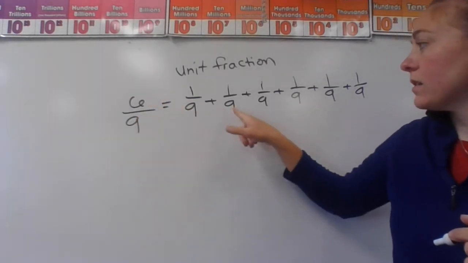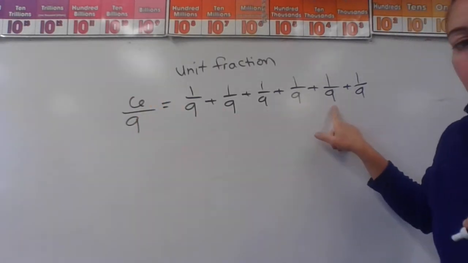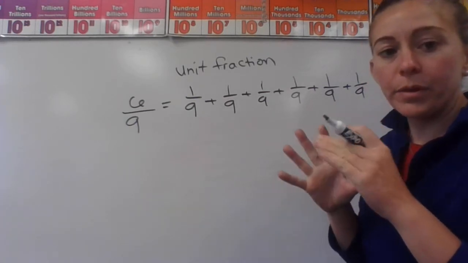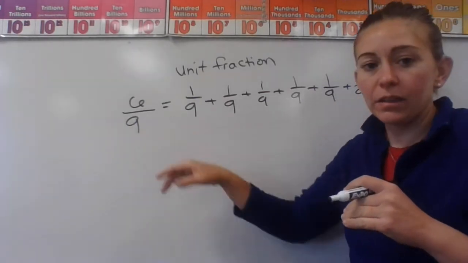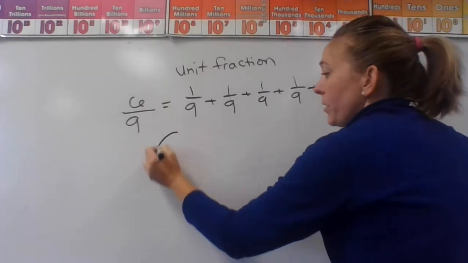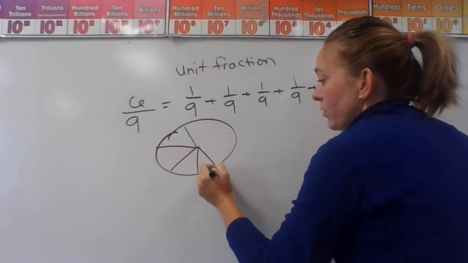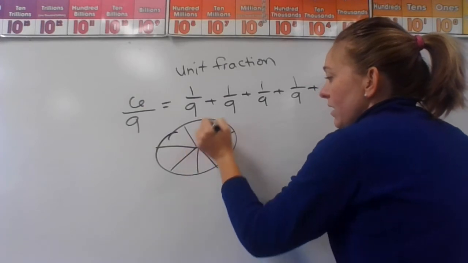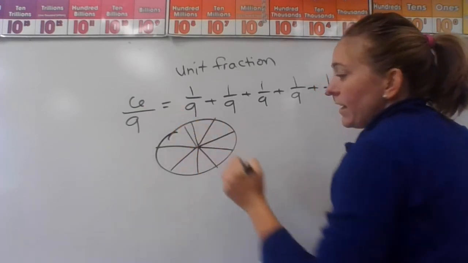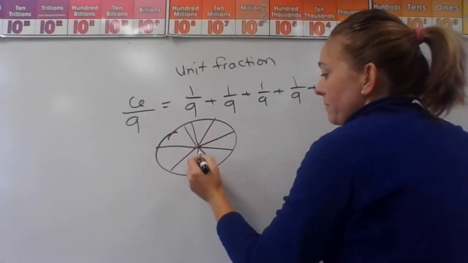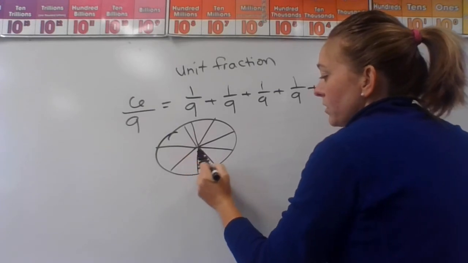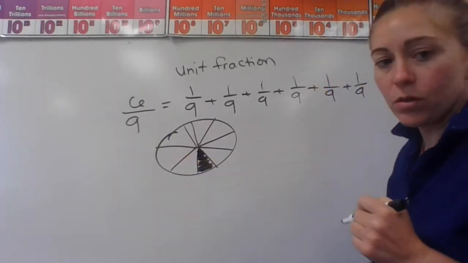And these 1/9, these are all unit fractions because it's what one piece of the whole of a ninth would be. If I draw a picture of ninths here, 1, 2, 3, 4, 5, 6, 7, 8, 9, not quite even, but we'll take it. 1/9 would be just one section, one unit of the whole.